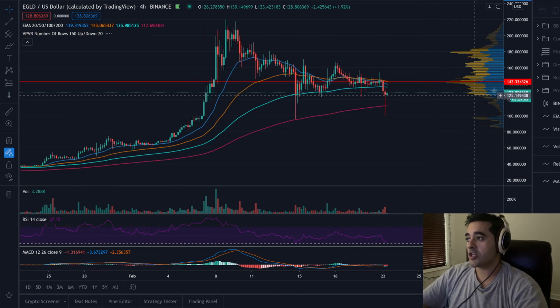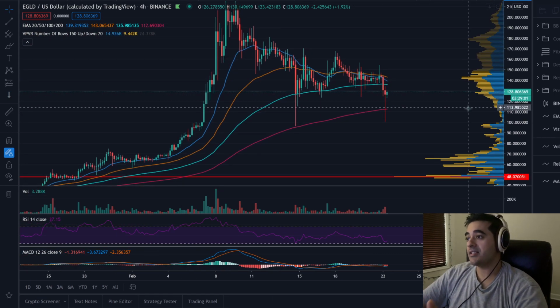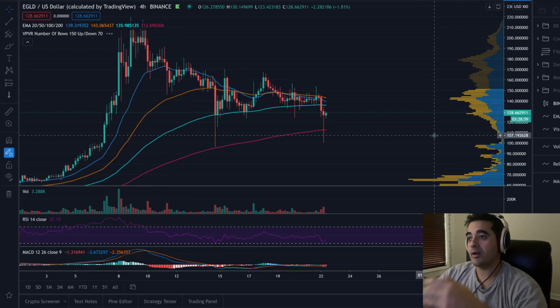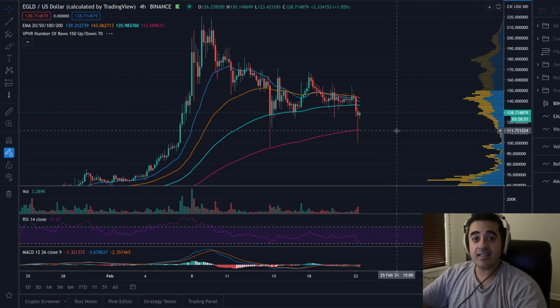You have the bearish outlook, you have the bullish outlook. Personally, I think long-term EGLD is going to do very well. None of this scares me into selling. I'm going to hold it. Even if it drops down to 50, I'm going to be buying at those levels, and I'm going to be looking at it as an opportunity.